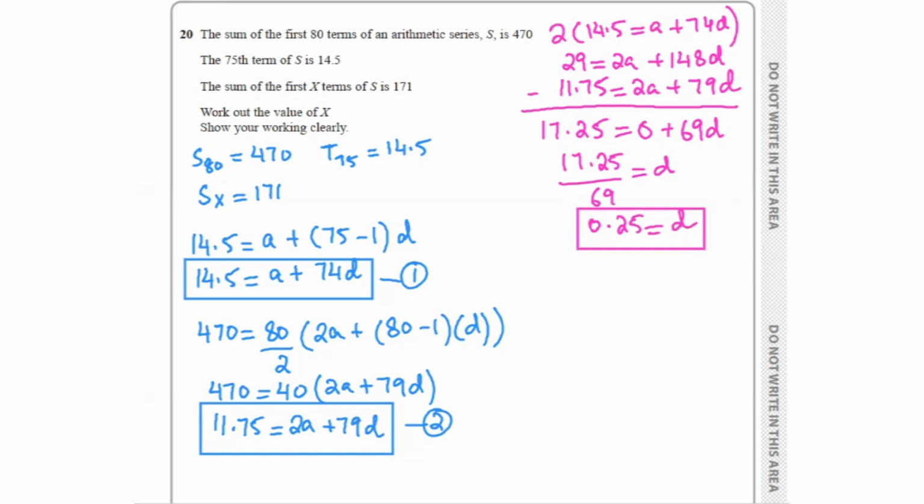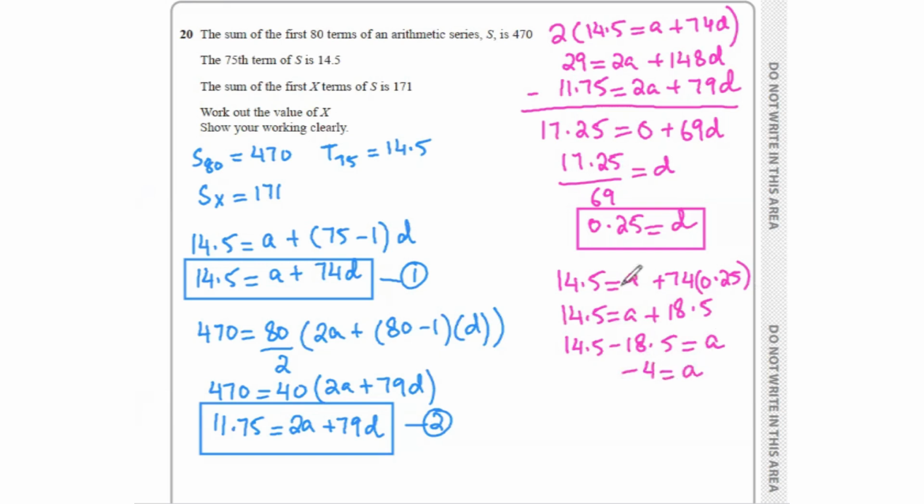Now, let's find the value of A. So we'll put the difference value in either of the equations to find what A is. I'm going to use the first equation. 14.5 equals A plus 74 times 0.25. So 14.5 equals A plus 18.5. 14.5 minus 18.5 equals A, which is going to be negative 4 equals A. So that's the value of A.